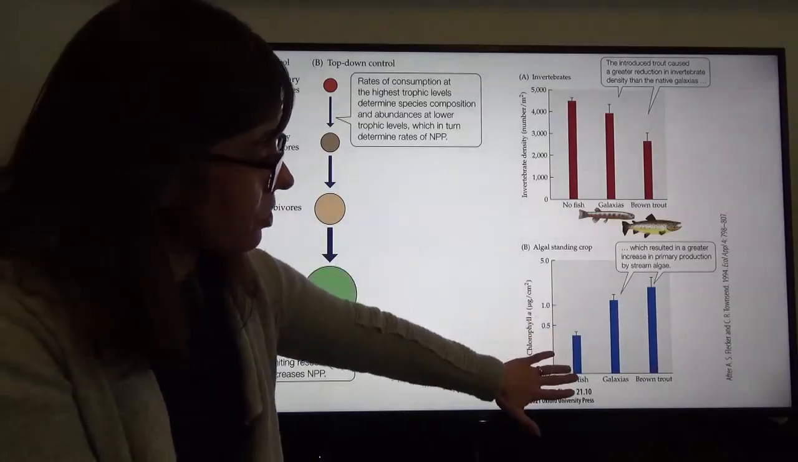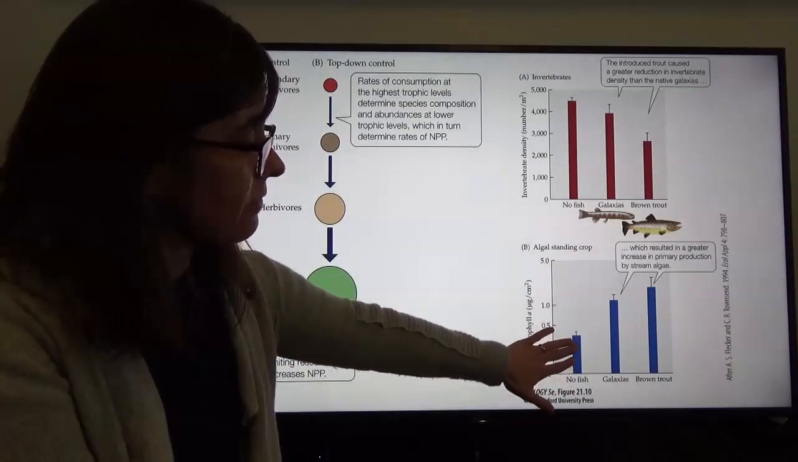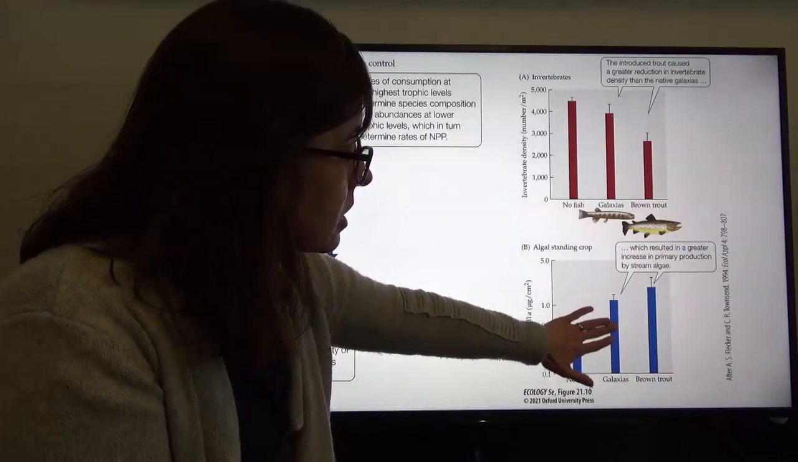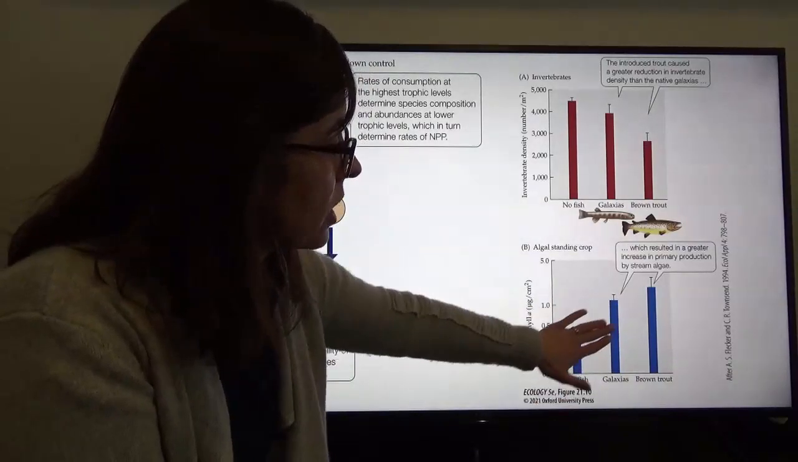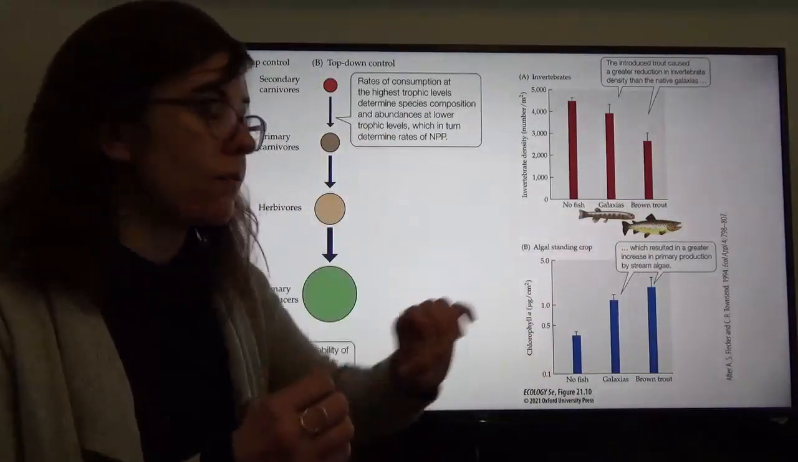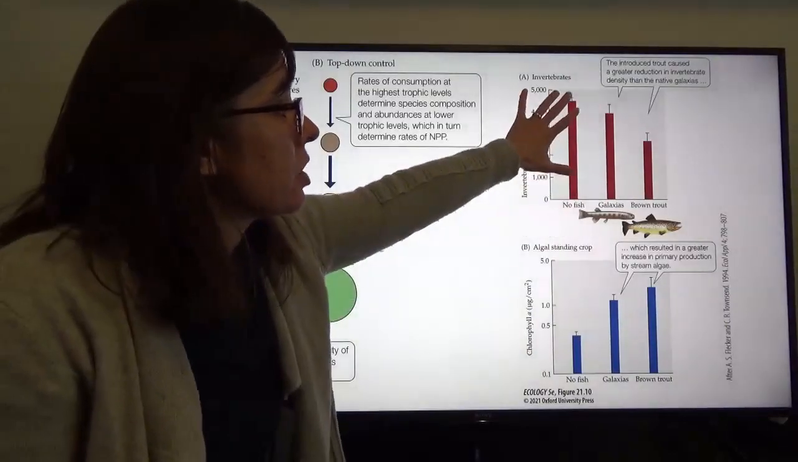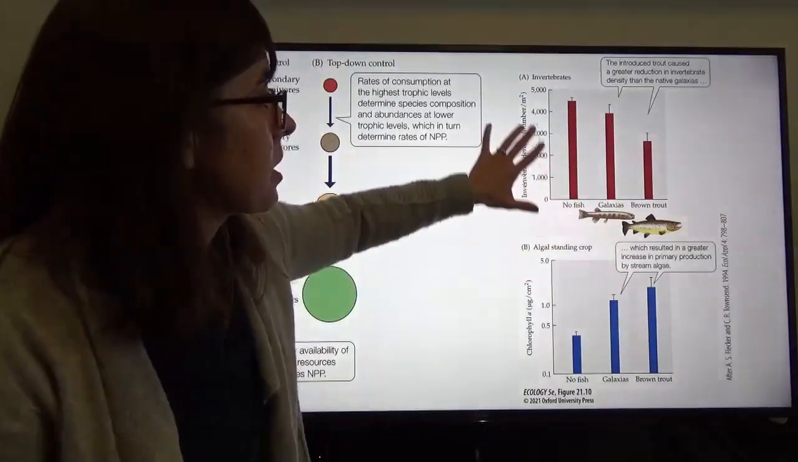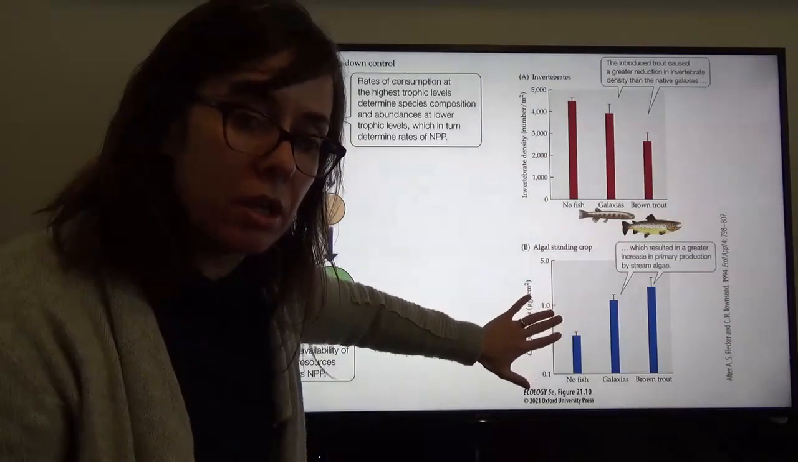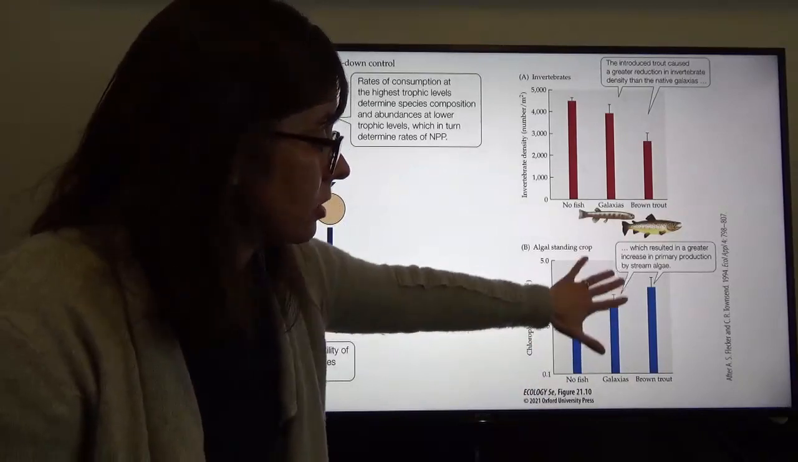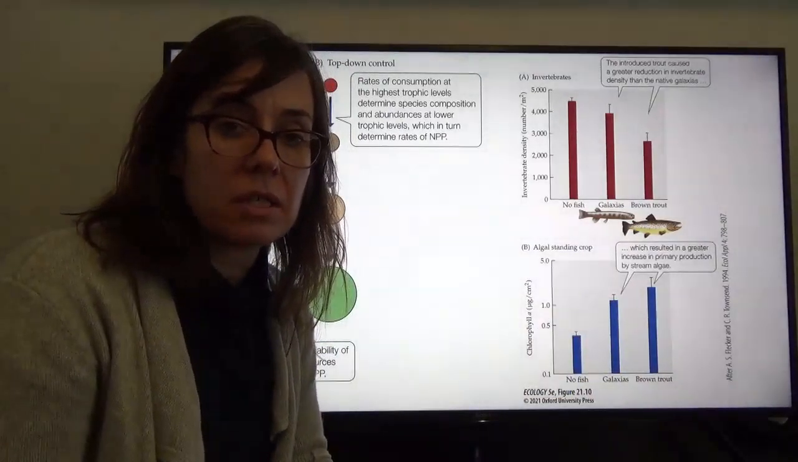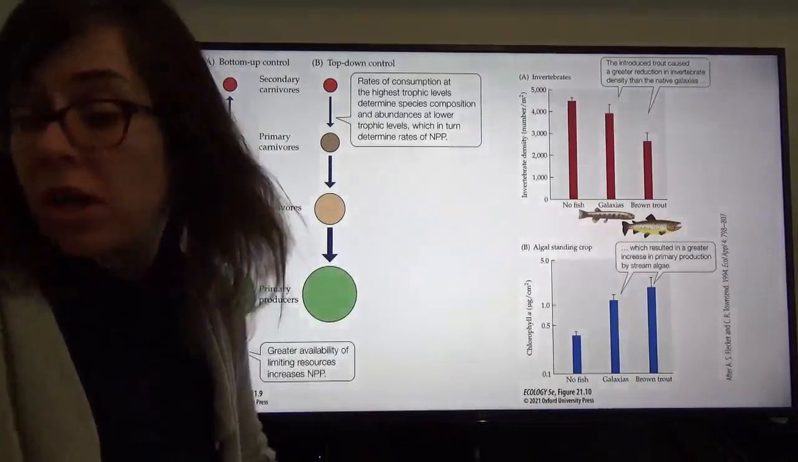We can see that when there's no fish, the chlorophyll A concentration is fairly low compared to Galaxias, where it's a bit higher. It's about double that of no fish. And then with brown trout, it's the highest. So we see this top-down control of primary productivity as you introduce this additional predator into the system. Invertebrate density reduces, which impacts the amount of herbivory on algae, leading to an increase in algal productivity in this particular ecosystem. Okay, so another example of top-down control.